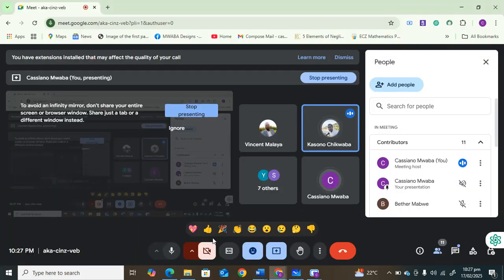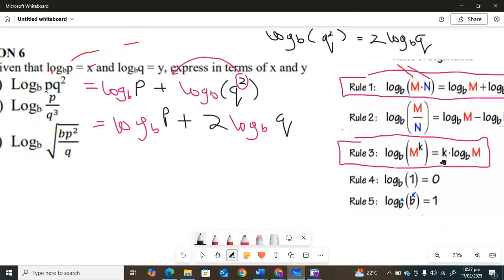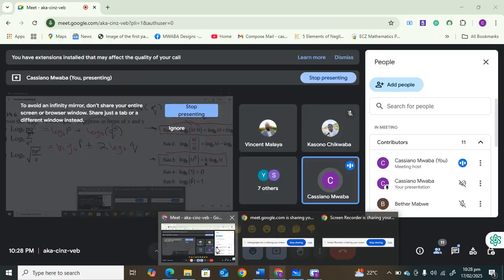I heard someone raise up their hand before I attend to you. So, colleagues, just remember this. If you see two letters married like this, where they are together like this, just know you're applying rule number one, the product rule. Then when you see a power with any of the letters, bring that power in front of the logarithm, which is rule number three. Who was it that raised their hand?